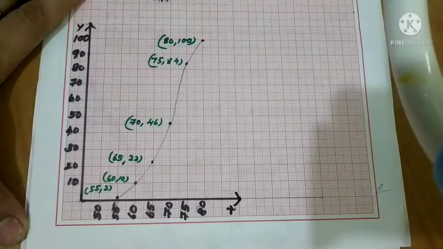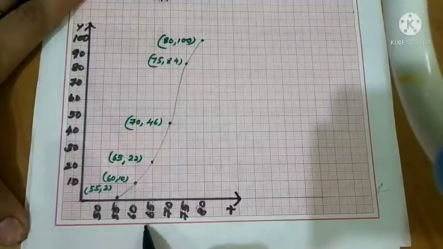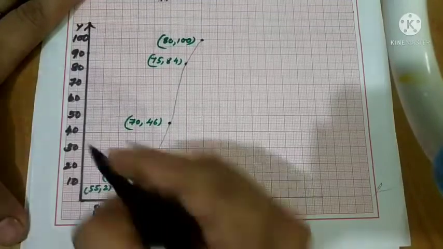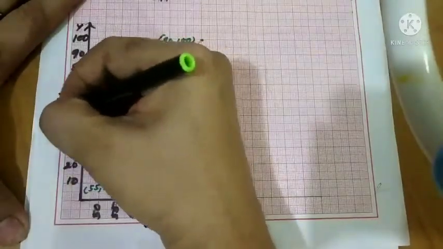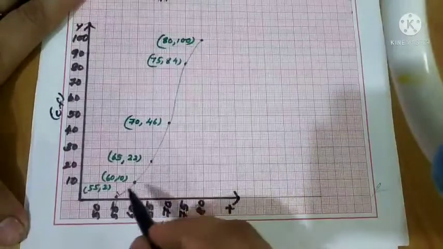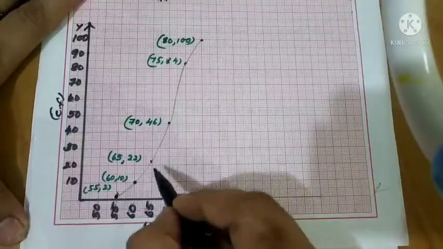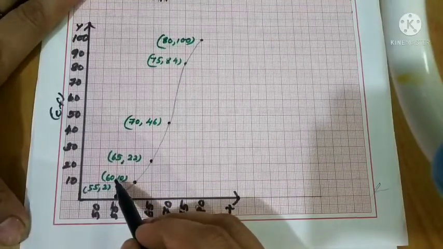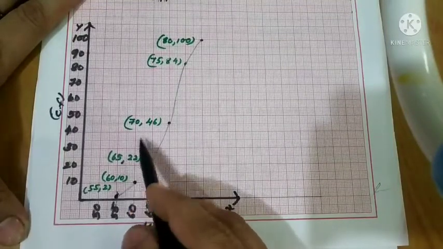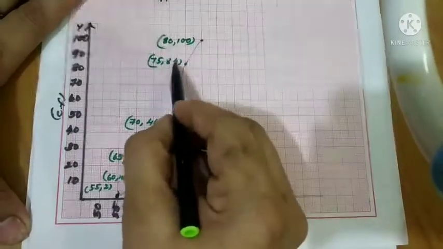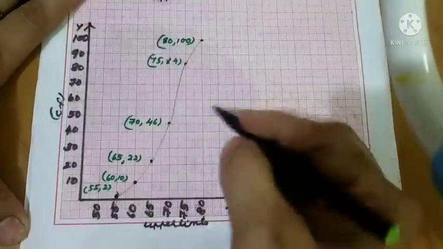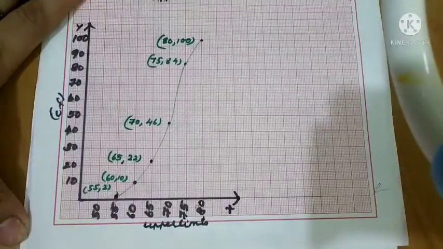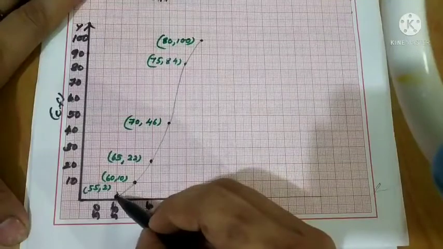Now let us see the graph. Already you have seen upper limit on the x-axis and the CF on the y-axis, and already I have plotted the points. I just marked here the plotted points which are 55, 2, then the next 60 comma 10, 65, 22, 70, 46, 75, 84, 80 and 100. So after plotting the points, that is the step you are going to learn this year. Just join the points like this.